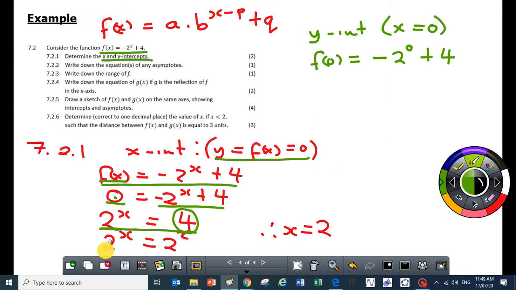So you end up having 2 to the power of x on the left and 2 to the power of 2 on the right. Now, since the base is now the same, it therefore means that the exponents are equal. So our x-intercept is going to be equal to 2. Now, we can write this as x is equal to 2 and y is 0 in coordinate form. Okay? In coordinate form, it becomes x equal to 2 and y is equal to 0.